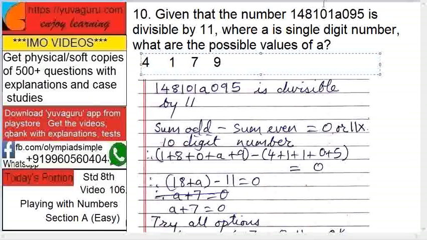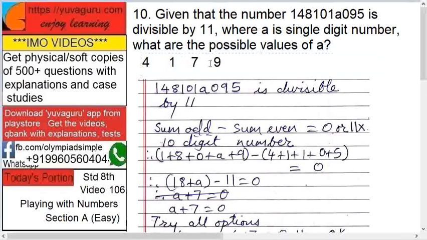Okay. Next is, given that the number 148101A095 is divisible by 11, where a is a single digit number, then what are the possible values of a? Now these are the options given: 4, 1, 7, 9. It means this number is divisible by 11.